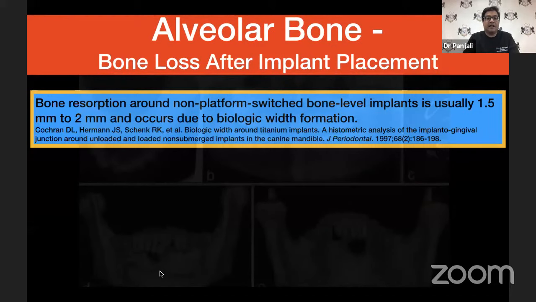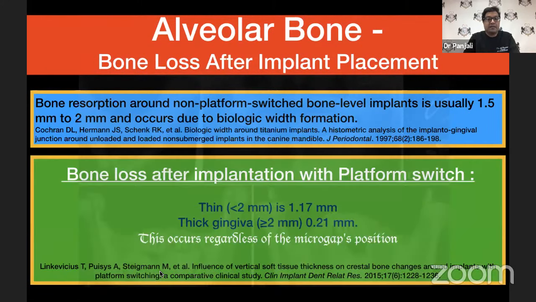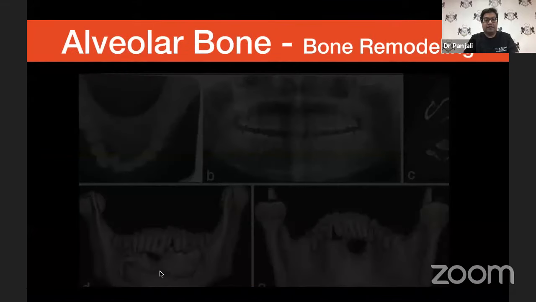Number one is that bone resorption in non-platform switched implants is usually about 1.5 to 2 millimeters compared to the ones that have platform switch. The other important factor is that if you have a thin biotype of tissue, that means less than 2 millimeters of thickness of the tissue, you can expect 1.17 millimeters of bone loss around it. However, the thick biotype of tissue results in much lesser bone loss around the implant.